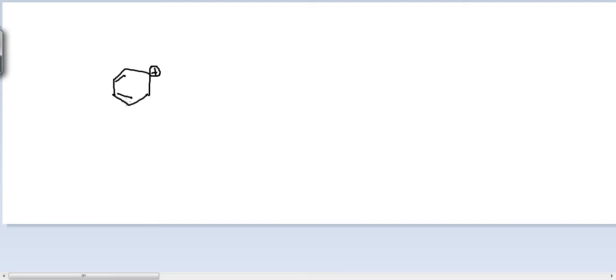Alright, now with resonance structures, it's going to be a combination of all of the resonance structures you make. That's what the actual molecule looks like. So, to draw resonance structures, we use arrows to show the movement of electrons.